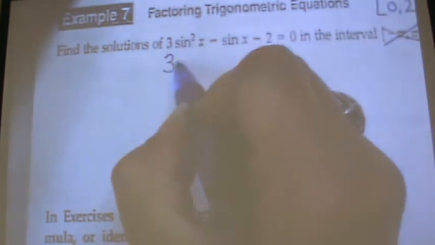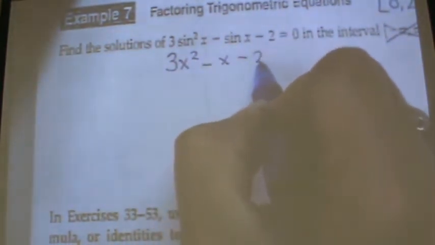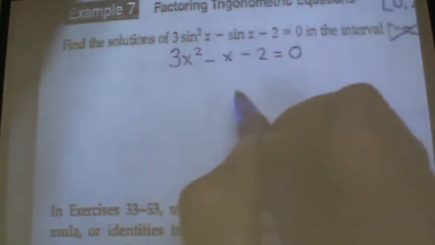3 sine squared x minus sine x minus 2 equals 0. You want to make sure that your equation is set equal to 0. Does this problem look like a quadratic equation to you? If you took the word sine out, what would it look like? 3x squared minus x minus 2. Good.